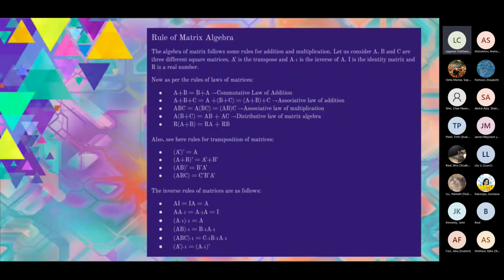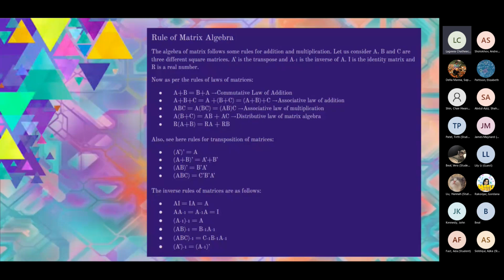Now, as per the laws of matrices, A + B = B + A, which is the commutative law of addition. (A + B) + C = A + (B + C), which is the associative law of addition. (AB)C = A(BC), which is the associative law of multiplication. A(B + C) = AB + AC, which is the distributive law of matrix algebra, and R(A + B) = RA + RB.